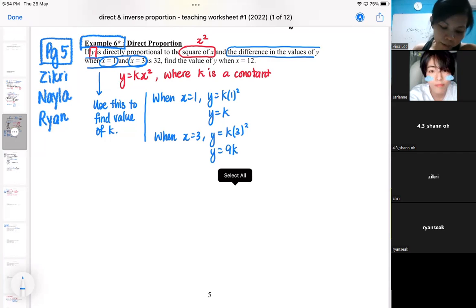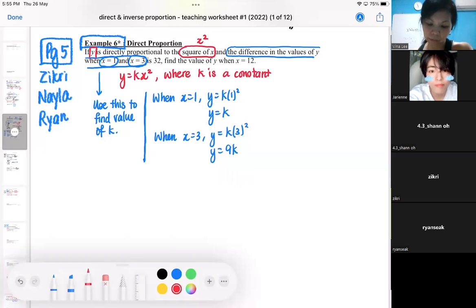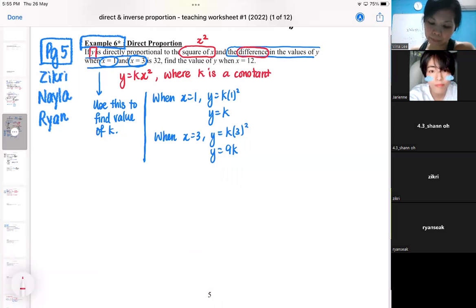Okay, so for the three of you, take a look. They want you to subtract two values of y. Where are you going to get the two values of y? You are going to get them from the two values of x. So from the two values of x, I get the subsequent values of y, and then I'm going to go for subtraction. Why subtraction? Because they say difference. Difference means subtract. So usually we will take the bigger one minus the smaller one.